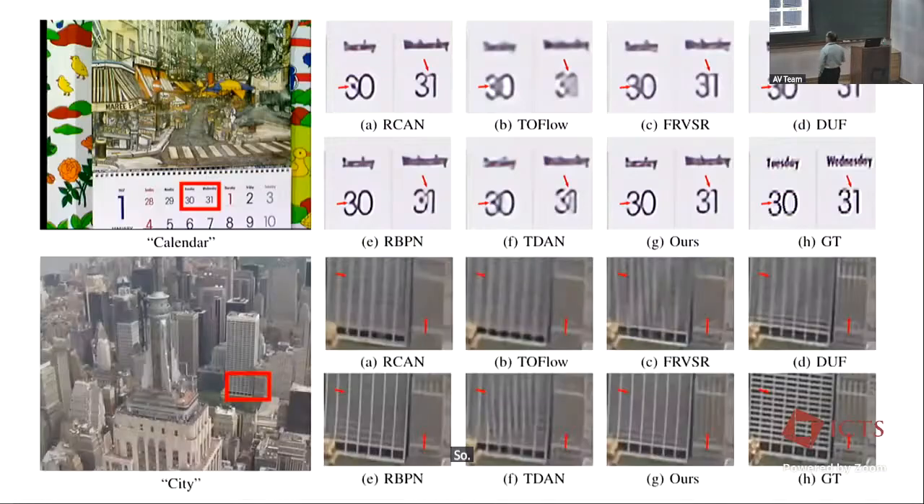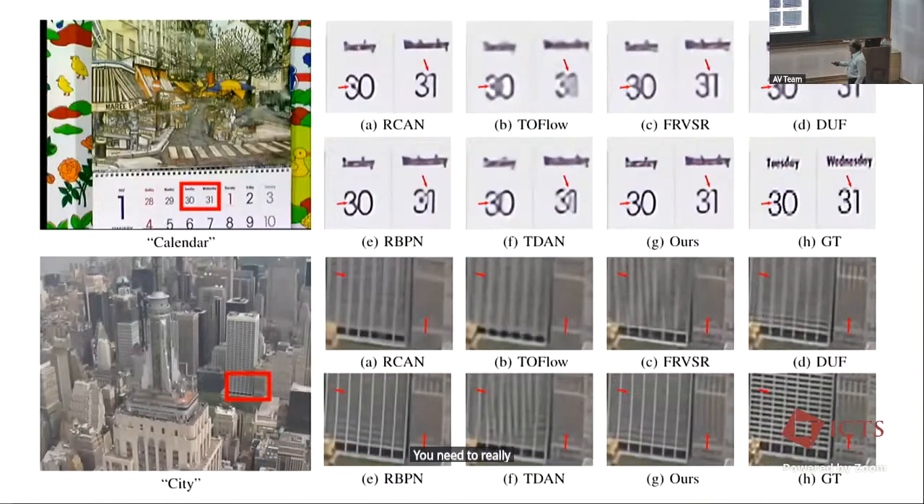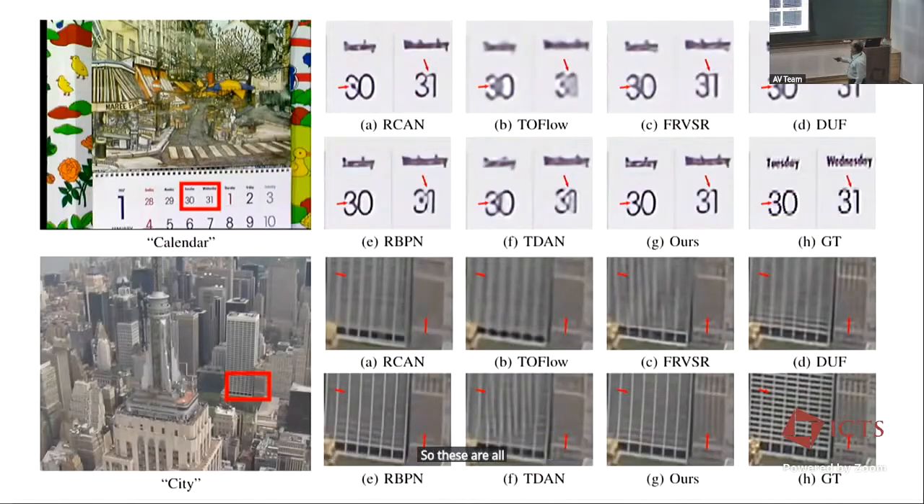Now this is another cartoon. What you see is a lot of skyscrapers here. If you want to get the finer details of what is sitting here, you need to enhance and go to the super resolution level, take this low level information and try to get to the high level information, and see if we can recover as much as possible the exact details of this. So there are a number of different methods. Let me first show you what these methods are and come back to this slide again.